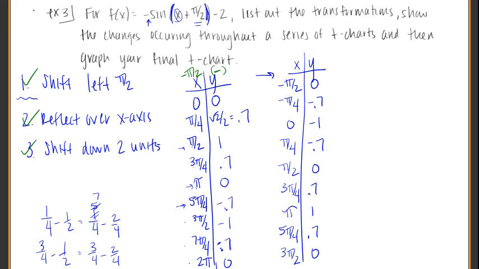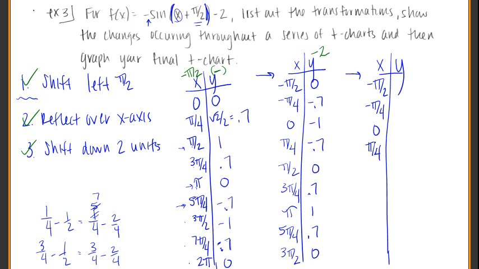all we have to do is go down 2, so I'm going to subtract 2 from all those y values, and we can call this ready to graph. My x values are planted. I'm happy with those x values. I want to leave those the way they are. Nothing else is transforming with those. So negative pi over 2, negative pi over 4, 0, pi over 4, pi over 2, 3 pi over 4, pi, 5 pi over 4, and 3 pi over 2. Okay, and last but not least, subtract 2.